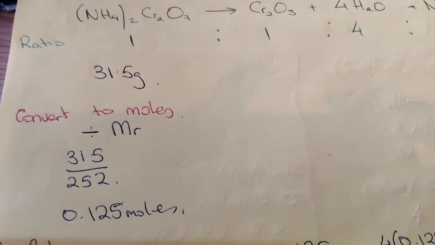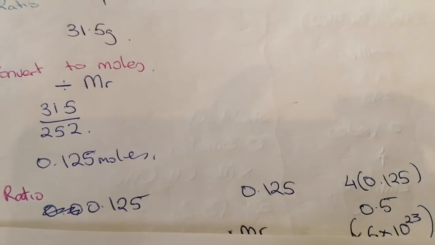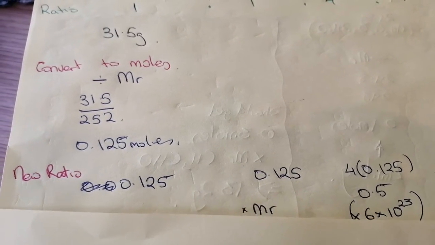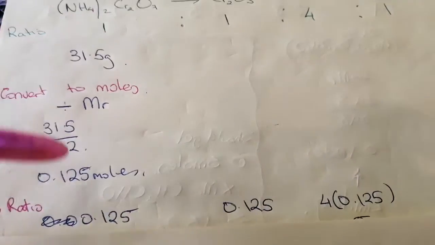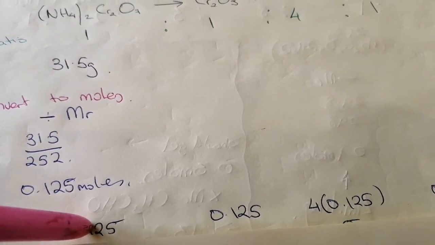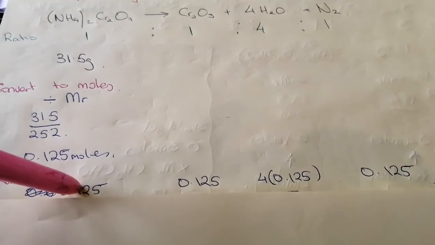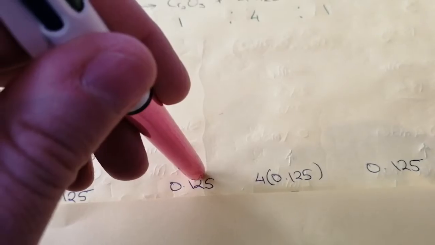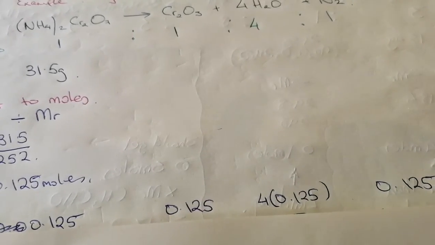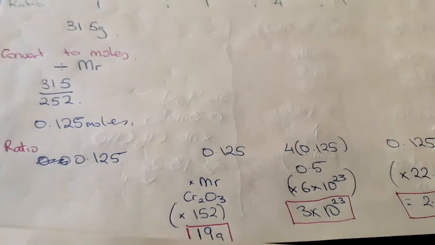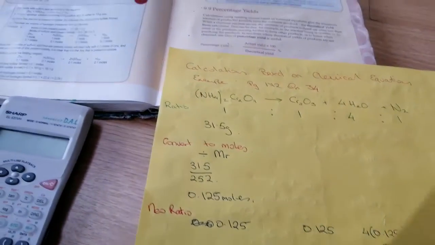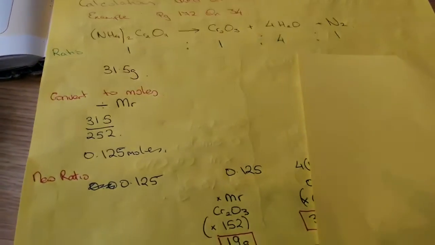Now, when we have that done, we have to get our new ratio. Instead of having 1, we have 0.125, so everything's based off that. That 0.125 now constitutes 1 in our ratio. So it's 1 is to 1, so 0.125 is to 0.125, is to 4, so we have to multiply that by 4. The 4 times 0.125 works out as being 0.5. Now, I'm just going to cover these because I'm going to answer the 3 separate questions individually.